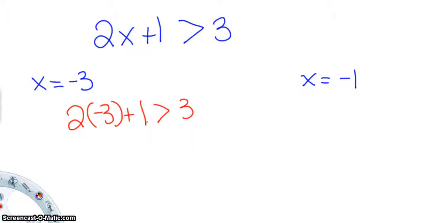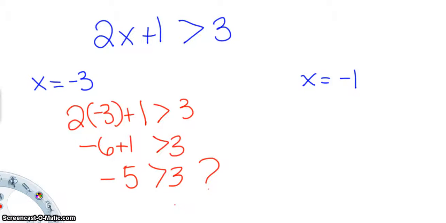Now I need to evaluate this side of the equation. 2 times negative 3 gives me negative 6. Negative 6 plus 1 is greater than 3. Now negative 6 plus 1 is negative 5. Is negative 5 greater than 3? If you notice, negative 5 is not greater than 3. It is a negative number. This is a positive number. We know it's not going to be equal. So we say that this is not a solution.